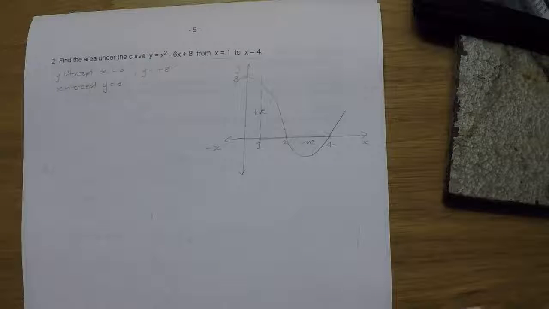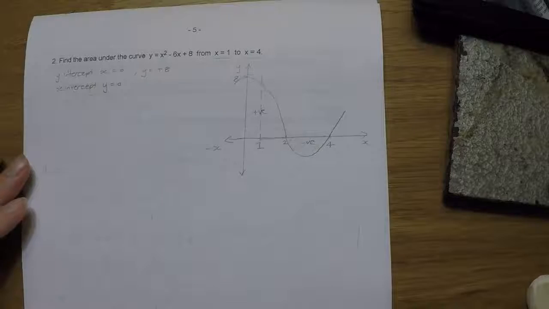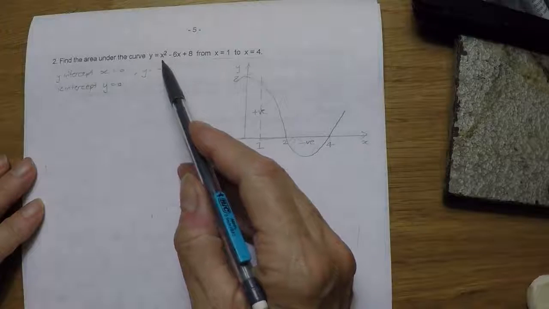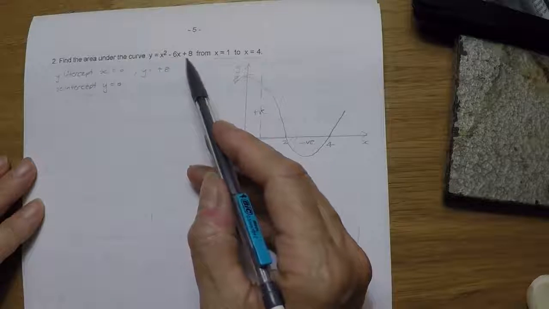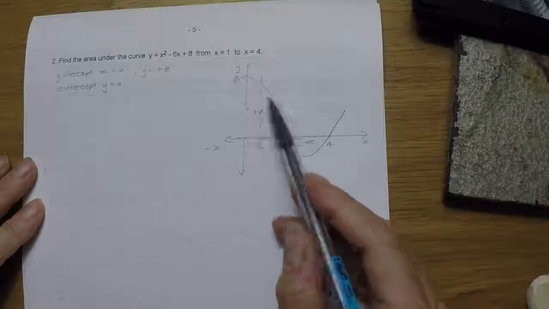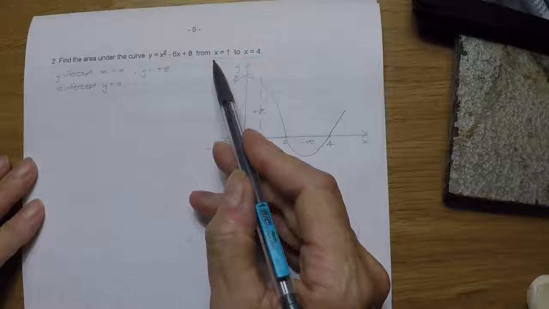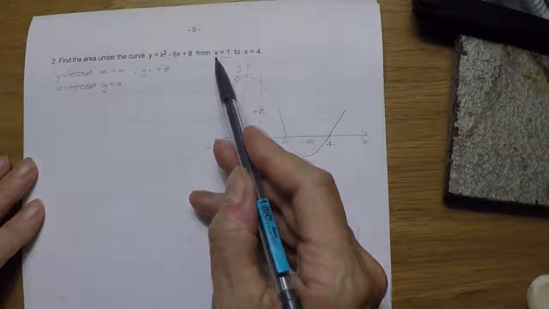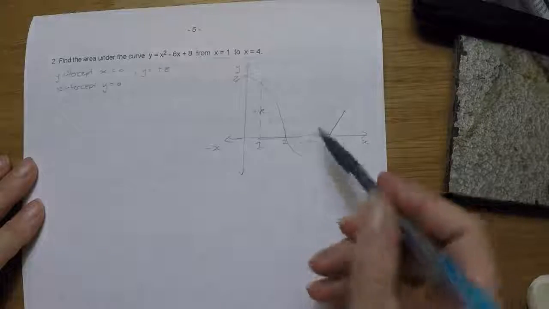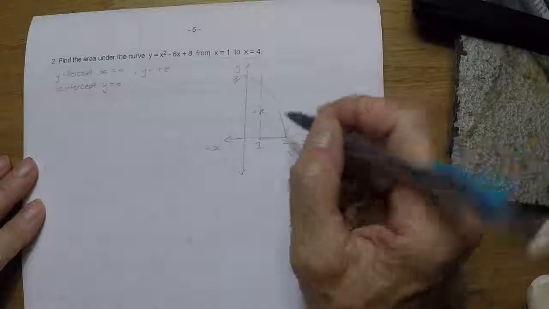Okay, we're going to find the area under the curve y equals x squared minus 6x plus 8. It's really important that we sketch that curve. We're going to find the area between the limits of x equals 1 and x equals 4. So here's the sketch I've done.